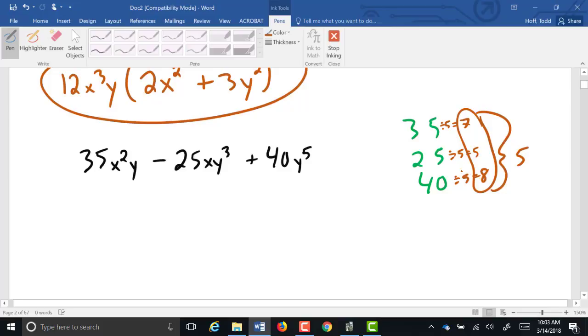Well, the 7, 5, and 8 don't have anything else they can be divided by. So that's as far as we can go. If we divided out the 5 and there was still something like a 2 or a 3, well, we'd have to divide that out and combine it with the 5. But we know we're good here.